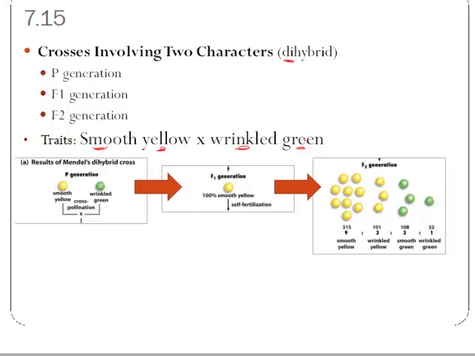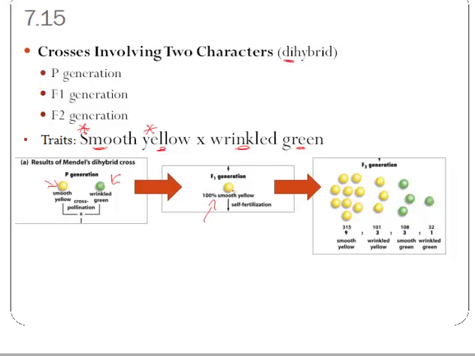And in this example, we're crossing smooth yellow P's with wrinkled green, and that's our P generation, so those came from true breeding plants. When we cross those, we get all smooth and yellow. So that tells us that smooth and yellow are dominant because they show up in the F1 generation. So we know that smooth and yellow are the dominant characteristics.